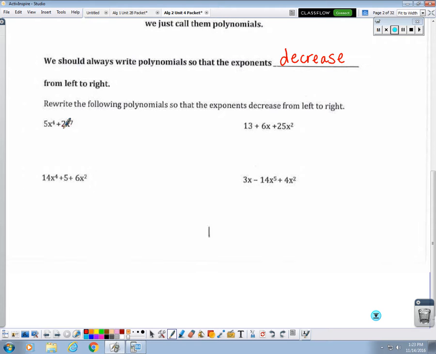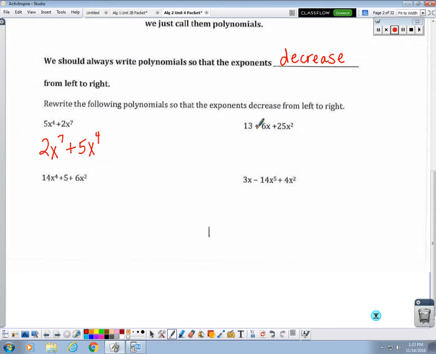So what will this binomial look like once it's in standard form? Right, because 7 is your highest exponent, so it goes first. And then plus 5x to the 4th. Okay, it's still a binomial. We just reverse the order of the terms so the exponents decrease. 7, then 4. That's known as standard form.